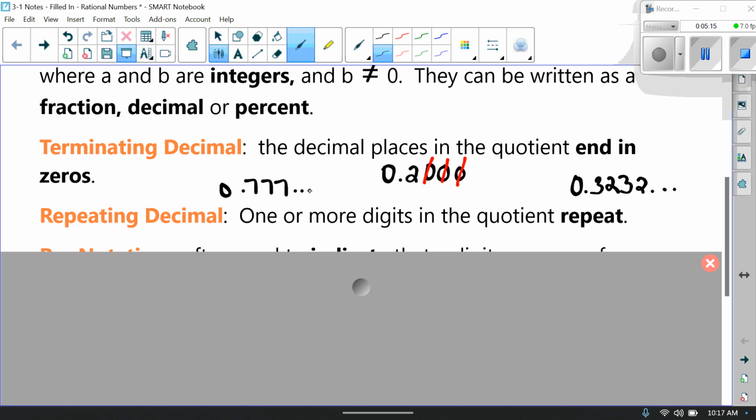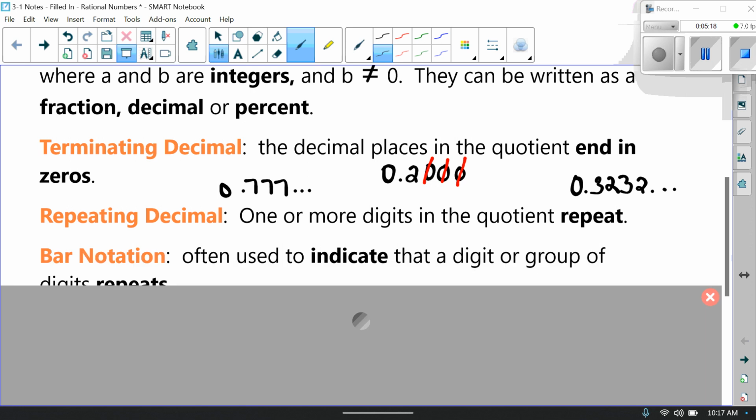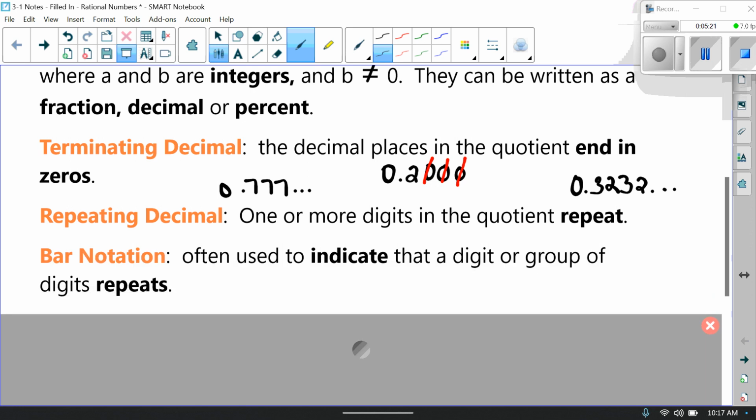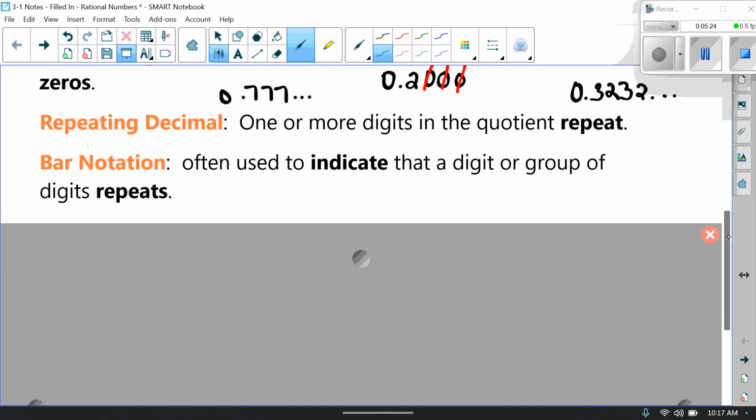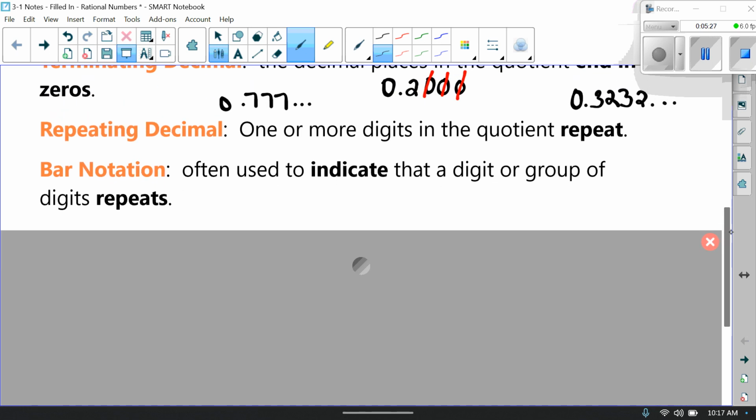So sometimes you'll see the dot dot dot, but sometimes you'll see bar notation. Okay, sometimes you'll see bar notation. So if, for example, these two repeating decimals up top, if I wanted to use bar notation for that, here I would write 0.7 with a bar on top like that. Is everybody with me? Okay? That indicates that the 7 repeats. Okay? What repeats in the other decimal? The other repeating decimal. What repeats there? In the other one?